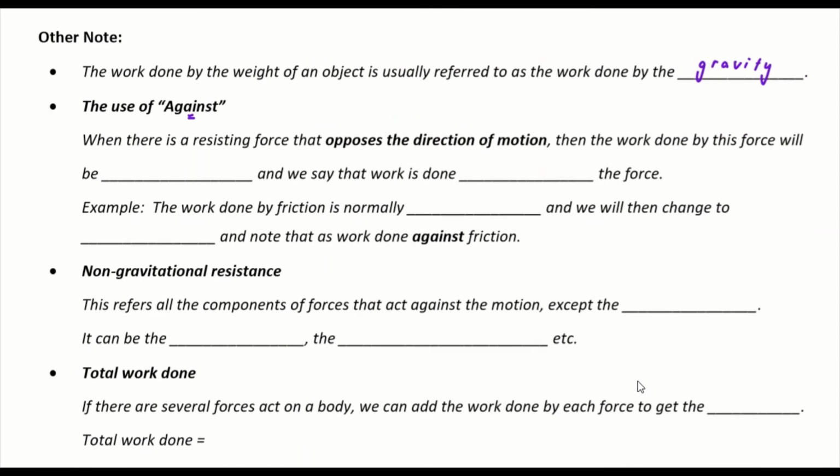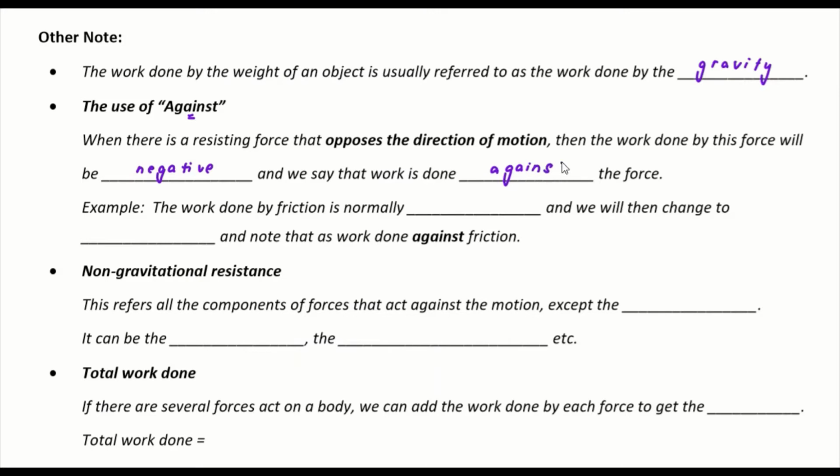But in real life, when we talk about normal reaction, or friction specifically, friction is the force that opposes the direction of motion. Am I right? So if there's a resisting force that opposes the direction of the motion, then the work done of this force will be negative. So we say that this work is done against the force.